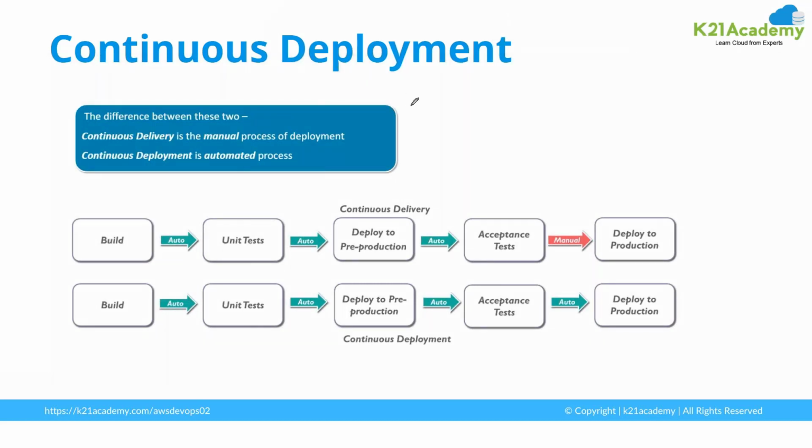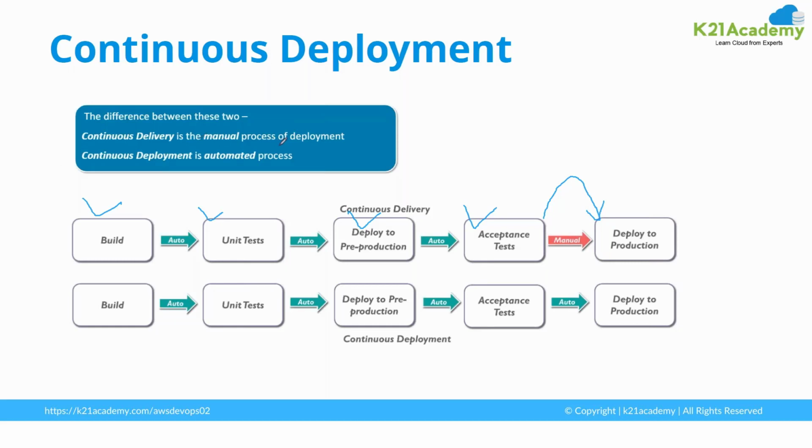What most of the companies do is, they build, and everything is automatic to do unit testing. They do a deployment to pre-production, and then they have an acceptance test. And then the deployment from pre-production to production, they do manually. So this is called continuous delivery.